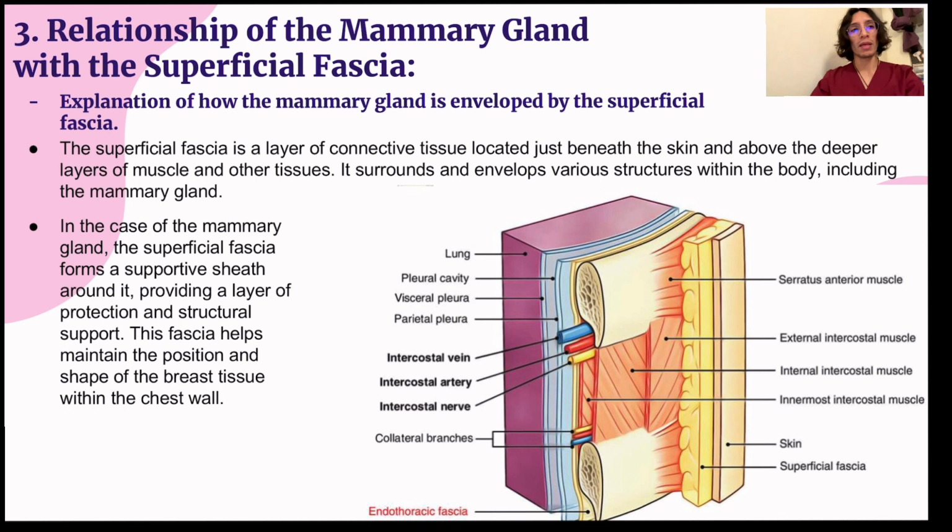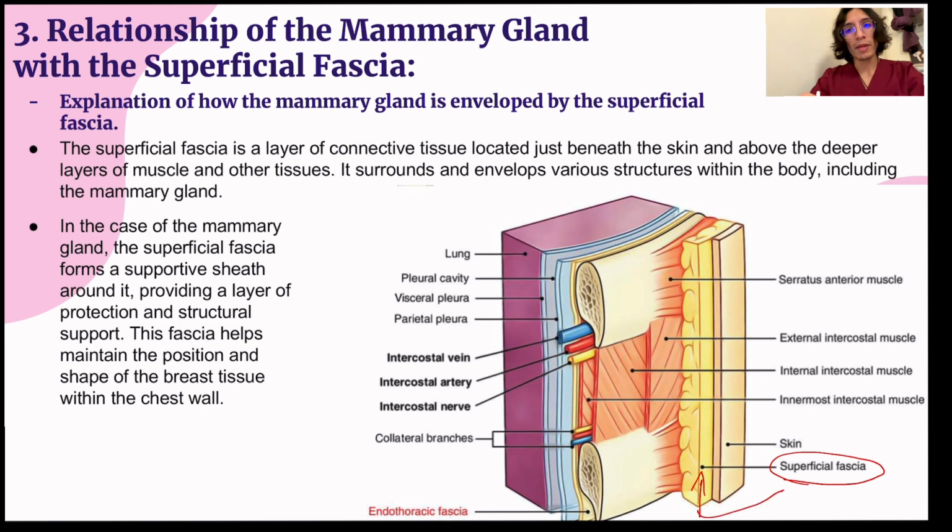Relationship of the mammary gland with the superficial fascia. The superficial fascia is a layer of connective tissue located just beneath the skin and above the deeper layers of muscle and other tissues. It surrounds and envelops various structures within the body, including the mammary gland. Here you can see the superficial fascia.